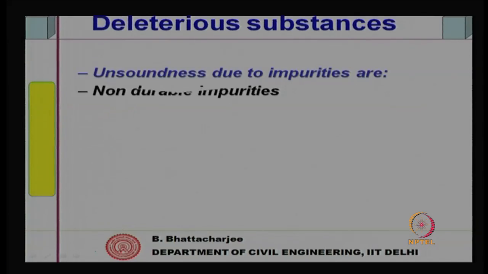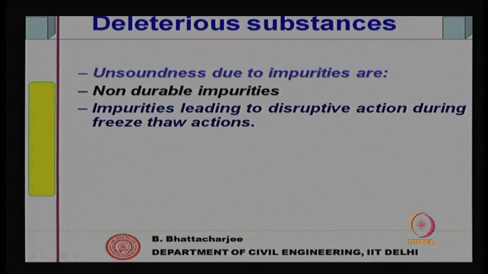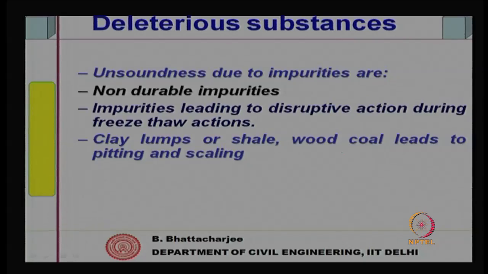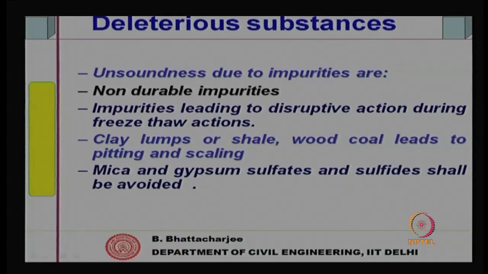Unsoundness, that is volume changes, is due to non-durable impurities. Disruptive action during freeze-thaw action: clay lumps or shale, if they are there, will expand in volume. Wood and coal lead to pitting and scaling; these are unsoundness. Mica, gypsum, sulfates and sulfides shall be avoided. Some result in a kind of unsoundness in the sense that there will be expansive changes, durability properties will be hampered, and disruptive action during freeze-thaw actions could be there.